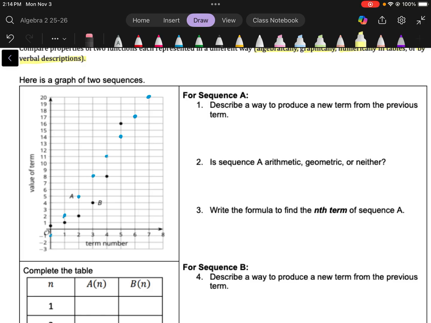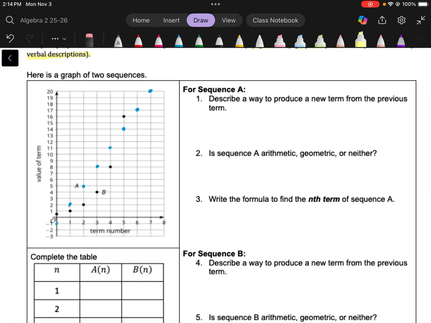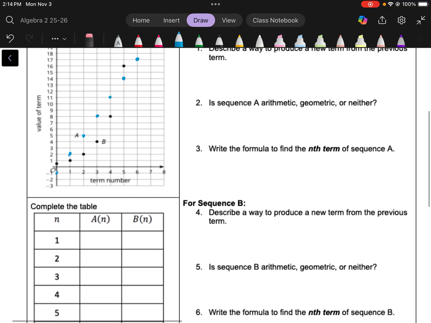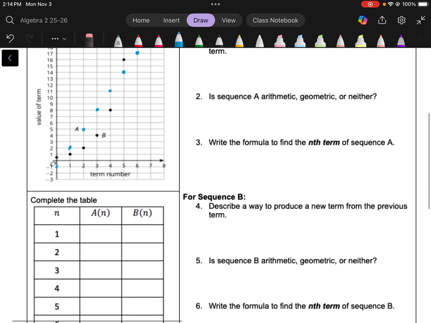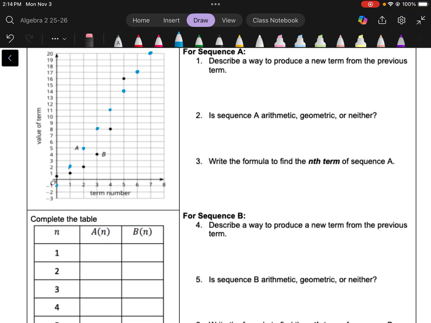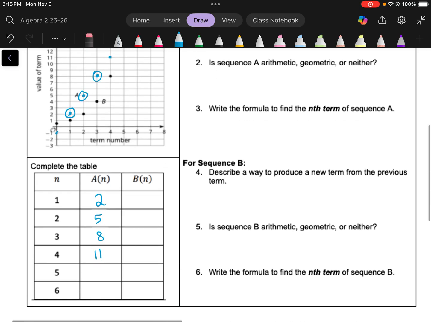So if we look at sequence A, can you describe a way to produce the new term from the previous term? So what are the terms? Let's go ahead and fill out this table. For sequence A, the first term is the y value right here. So the first term is 2. The second term is 5. And then we have 8, and then 11, 14, and then 17.